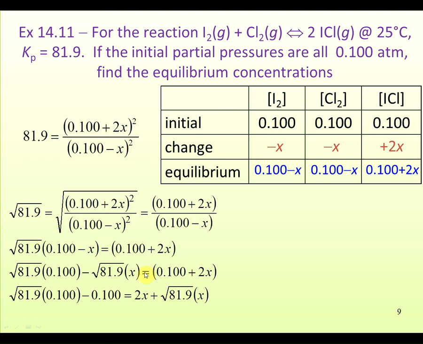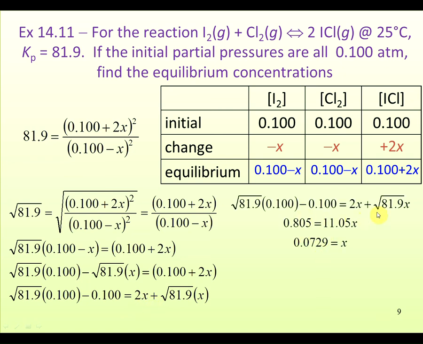And then we're just rearranging to get all of our x values on the right and our numbers without the x multiplied in front on the left hand side. So we're just doing the algebra so that we can keep solving for x. And then once we add the square root of 81.9 times x to the 2x, we get 11.05x equals 0.805, and as we divide both sides by 11.05, we get x equals 0.0729.